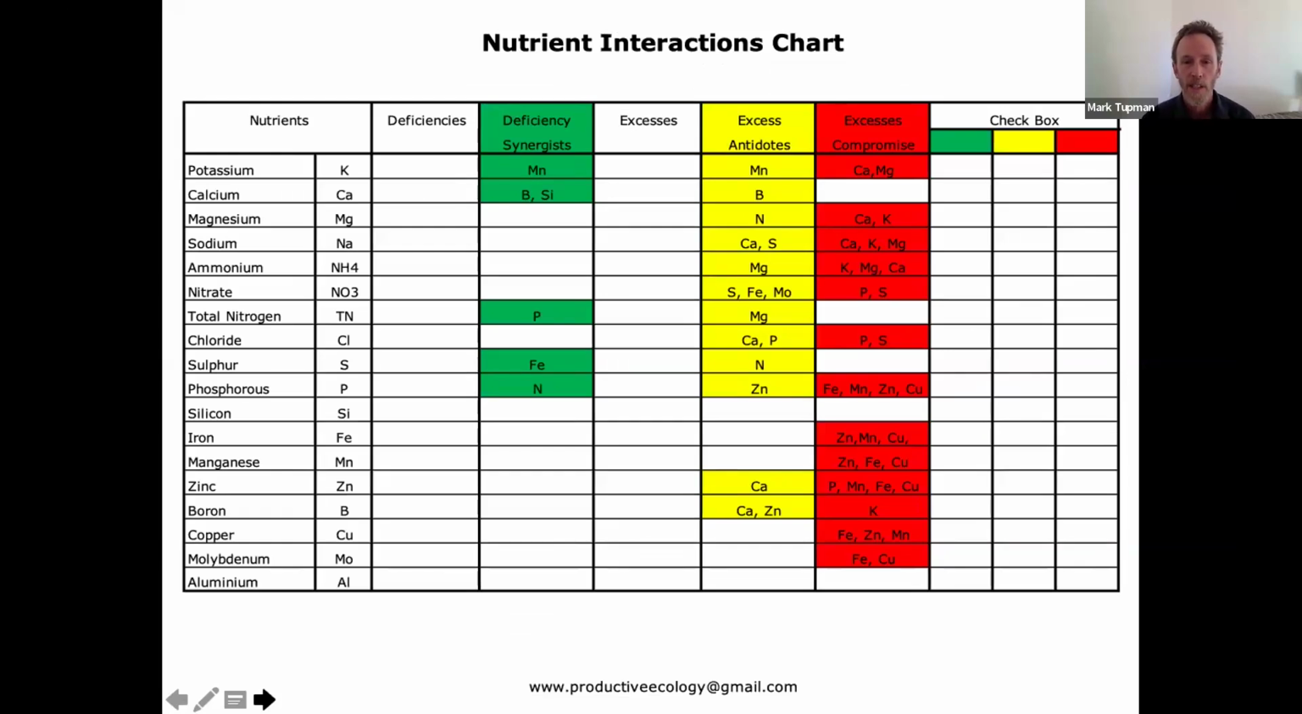This is just a chart showing that it's not just about how much, it's also the interaction and the balance. And I'm just showing here, if you look at the red column, when you've got an excess of things, it can compromise other things. And this is often what we find in sap sampling too, is that it's actually not that we've got a deficiency, it's just that there's too much of other things and they're causing problems. So it's just good to be aware of that. And that's something that we're always looking at.